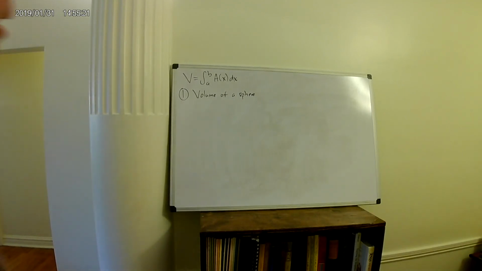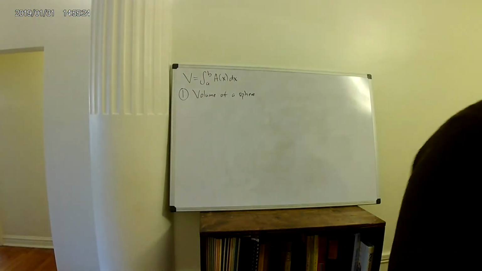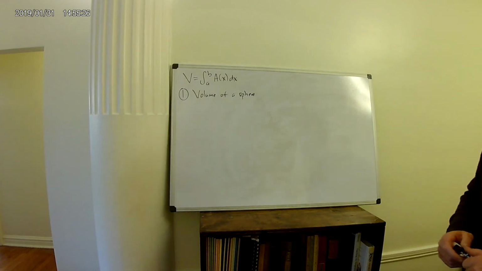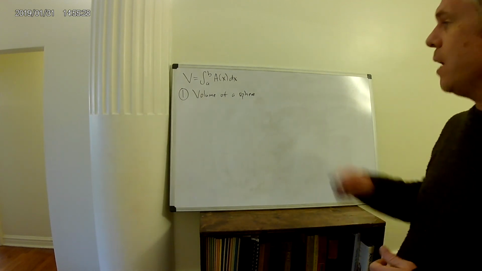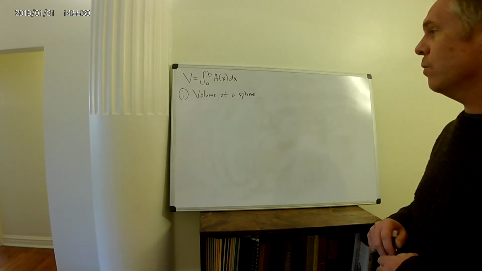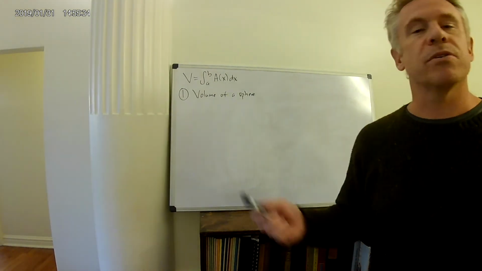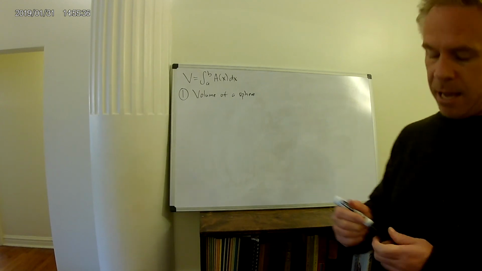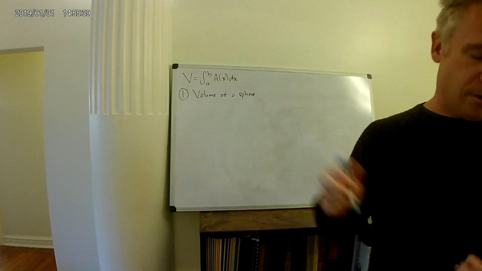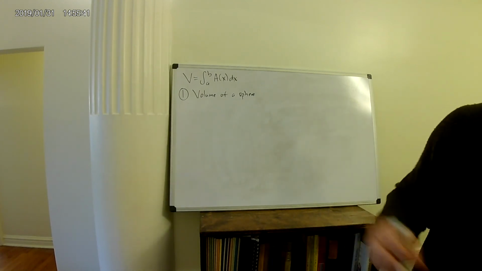This is part 2 of the video lecture for Math 181 for Monday, April 27th. And the topic is using integrals to calculate the volume of solid objects. The first example we'll do is calculating the volume of a sphere, okay? Now actually we already know the volume of a sphere, but we're going to use an integral to calculate this.